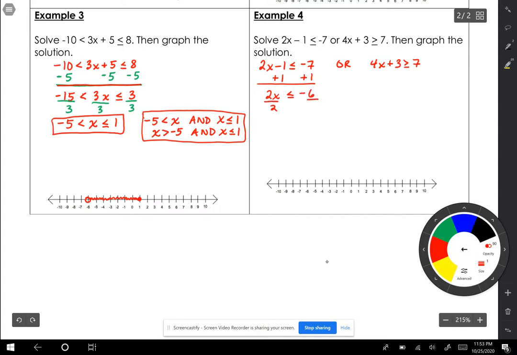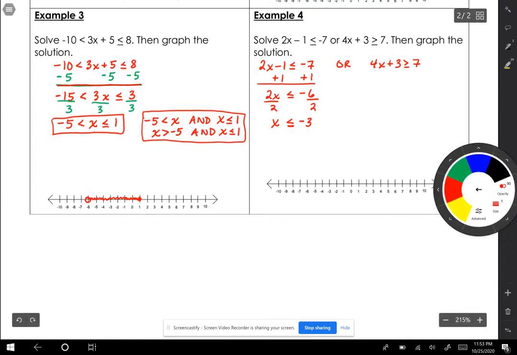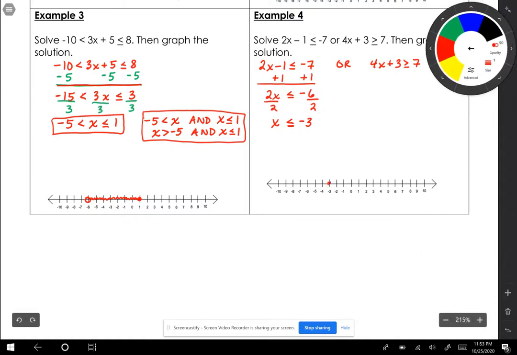Divide by 2. Kids just accidentally put equal signs there, and it's kind of hard not to because we're used to it. X is less than or equal to -3. And we can graph that particular one before we even do the second inequality. So the variable's on the left side, and closed circle at -3, and notice the arrow is pointing to the left.